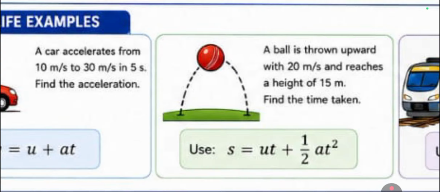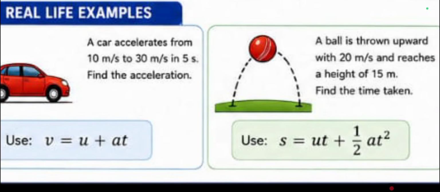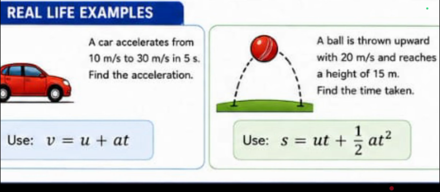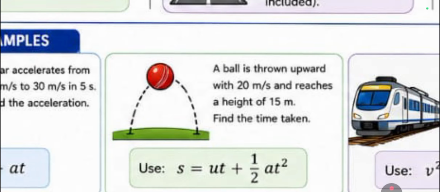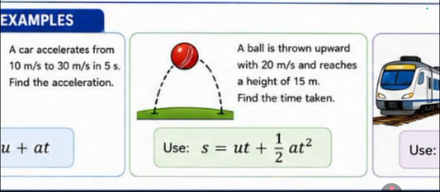Now we have to calculate the time taken. First we have to calculate the a using the formula v is equal to u plus at. Then v is equal to 0, which is equal to 20 plus a into t. Here we have to substitute the given values in this equation and find the time taken.